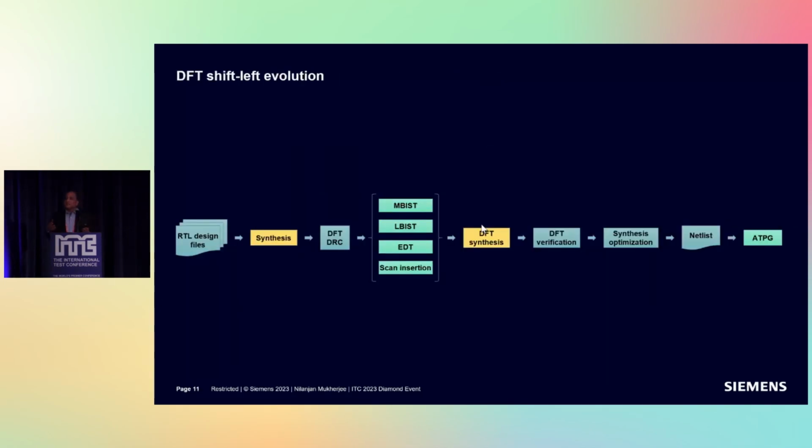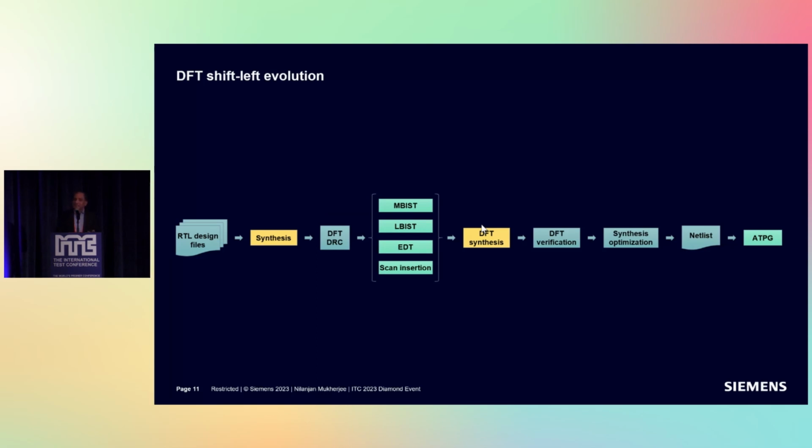So let's look at the DFT shift left evolution. If you look at two decades back, 20 years back, most of the DFT was inserted and implemented at the gate level. So you go through synthesis, you insert all your DFT, then you do some incremental optimization to make sure that your timing closure is still there. You want to make sure that the design closes timing, and then finally go and generate ATPG patterns.